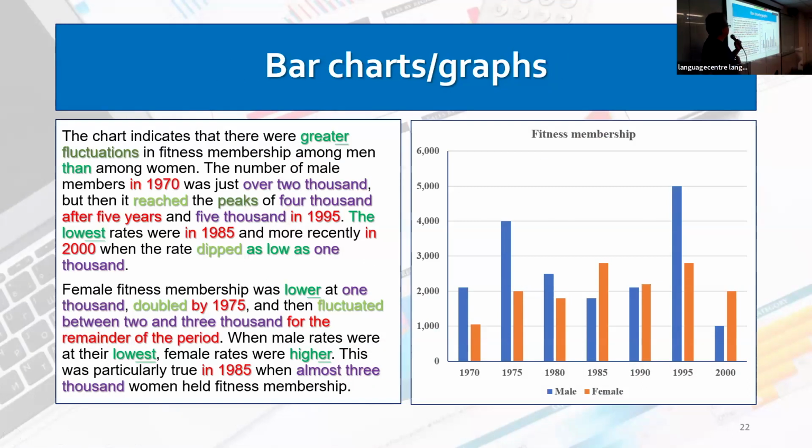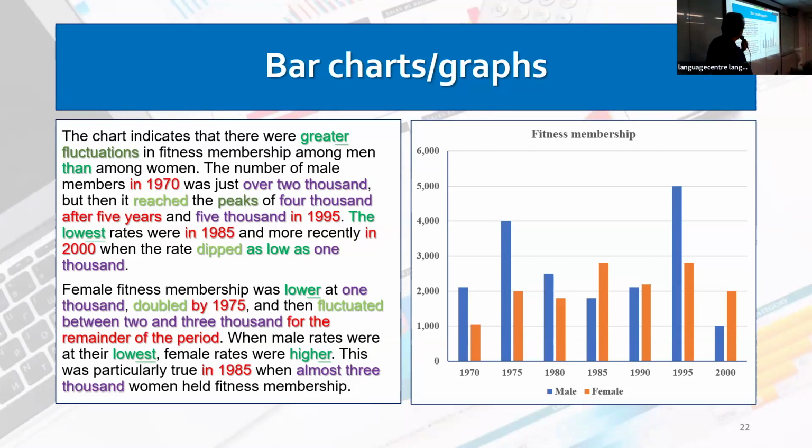I can send you the whole PowerPoint. If you want to refer to the color codes, I'm using different colors to refer to different types of grammar and vocabulary that you need to use. I hope it will help you understand that in a sample information report, we use different types of language to convey our meaning.